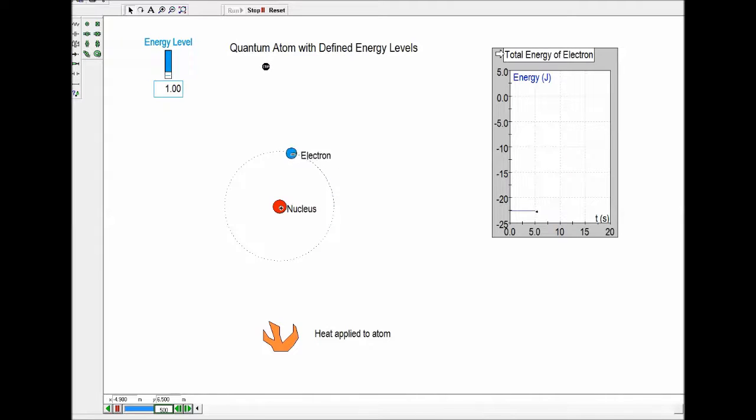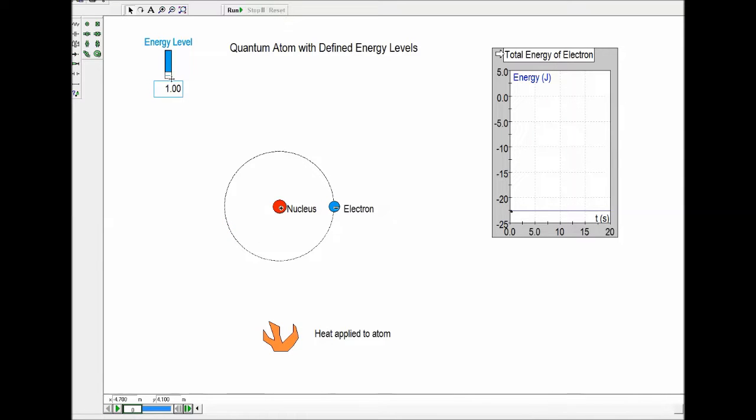Here we're now contrasting the classical atom with a quantum atom. Heat is applied to the atom, but the electron is staying in its same energy level. So you can see a flat line here on the energy graph. This is a quantum state. This happens to be quantum state number 1 for this particular atom. Energy level 1, quantum state 1.